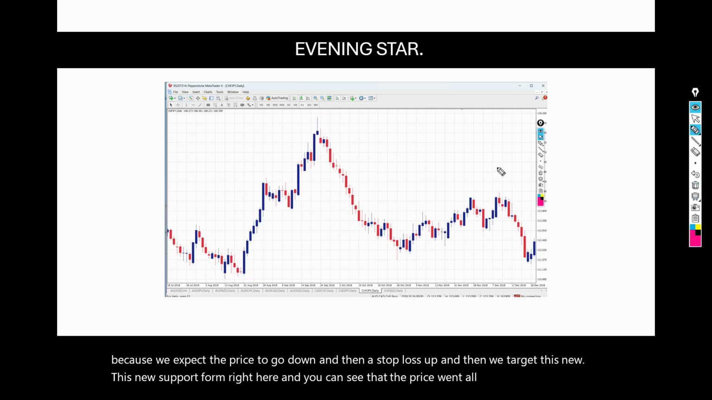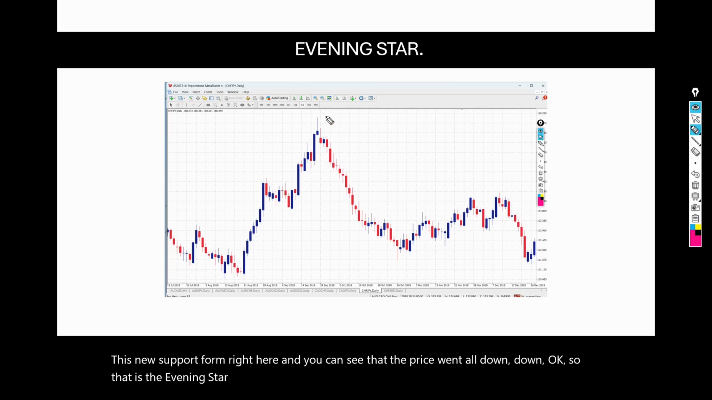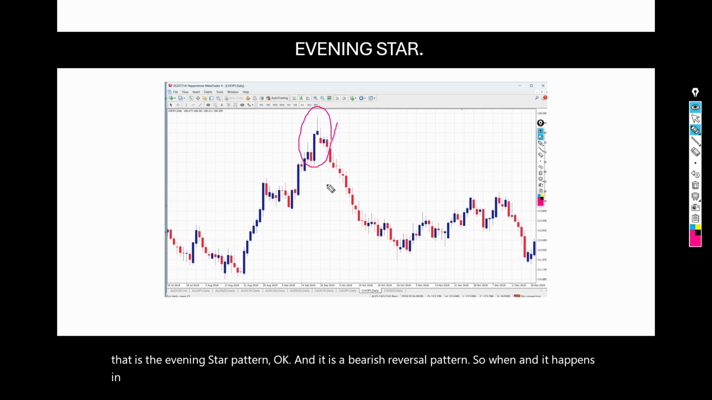So that is the evening star pattern, and it is a bearish reversal pattern. It happens in an uptrend. So when it happens, we expect that we are going to get a bearish trend.